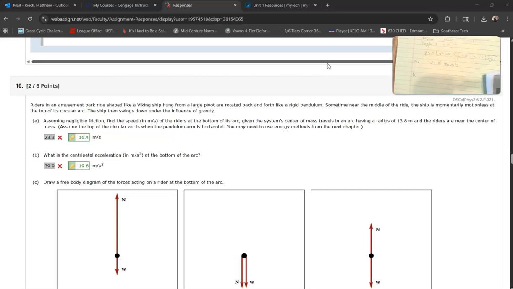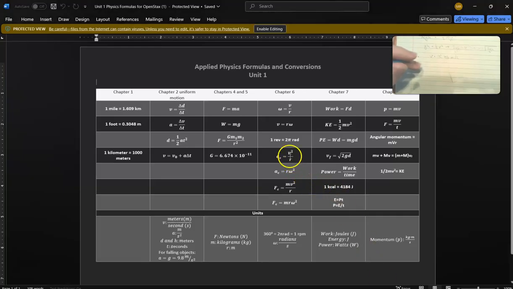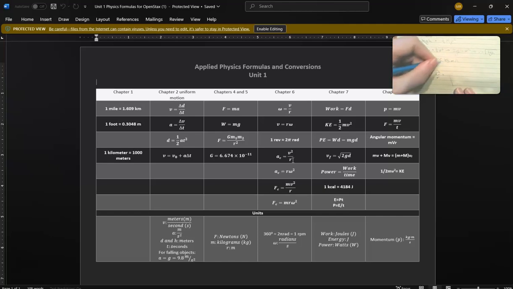And then part B asks us to find the centripetal acceleration at the bottom of the arc. So again, centripetal acceleration is the acceleration of the force that's keeping the ship attached there. In this case, the centripetal acceleration is going to be provided by the tension force of the rods here. All right. So if we look at our handy dandy sheet here, the centripetal acceleration is going to be v squared over r. So once we know the v, and we know the r is given in the question, and the v is what we just found out.